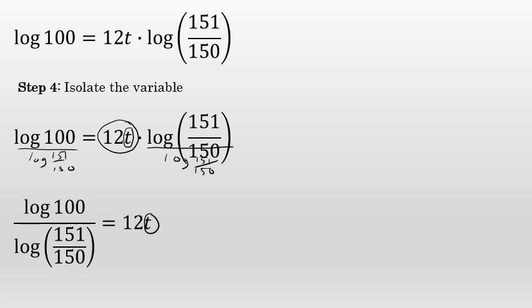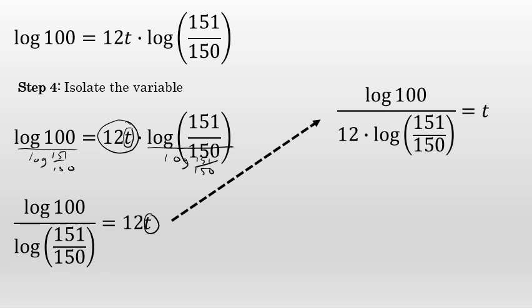To isolate the t, I'll also have to divide both sides of the equation by 12. And when you divide a fraction by a number like 12, you just put that 12 in the denominator of the fraction. The result of dividing a fraction by 12 would be to include a factor of 12 in the denominator of the fraction. And this expression represents the value of t. Now the log of 100, as I said earlier, is going to be exactly 2, but the log of 151 over 150 will be irrational.